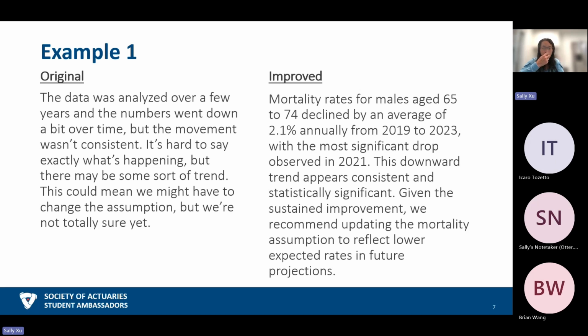examples. I'm going to give you a little bit of time to read this first example before we talk about what could be better. So we'll just read it out here. The data was analyzed over a few years, and the numbers went down a bit over time, but the movement wasn't consistent. It's hard to say exactly what's happening, but there may be some kind of a trend. This could mean that we might have to change the assumption, but we're not totally sure yet. Again, this one is sort of over exaggerated a little bit. You probably can tell right away that it's not very good.